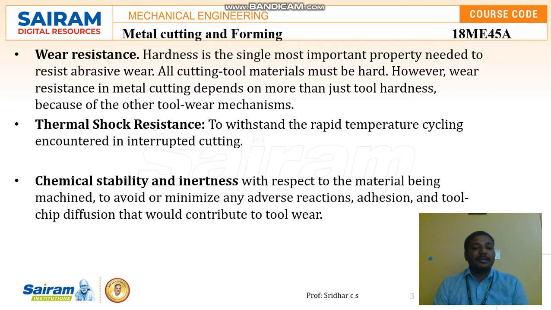And the chemical stability and inertness. Chemical stability with respect to the material being machined avoids any chemical or adverse reaction, adhesion and tool-chip diffusion, which would contribute to tool wear. So the tool should possess all these characteristics during the machining process. Whenever I select any tool material, it must satisfy all these characteristics. Only then can we suitably select that tool for the machining process.